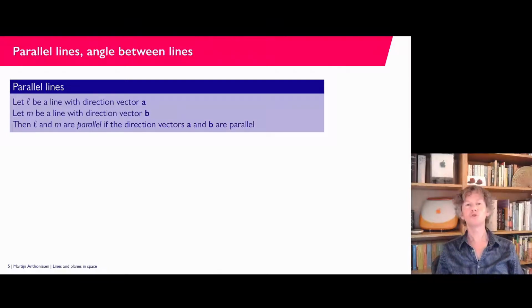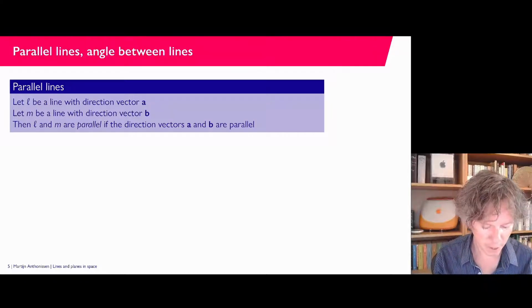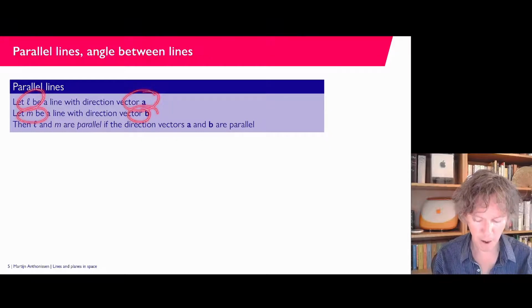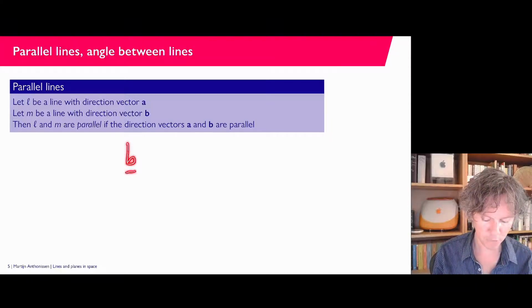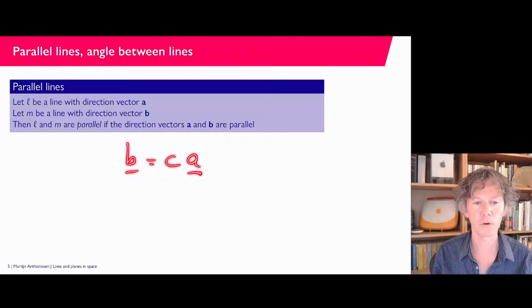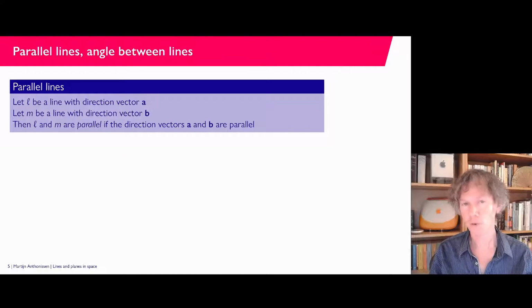So say that we have two lines in space, then basically their direction vectors give you a lot of information. Say that we have a line L that has a direction vector A, and a line M that has a direction vector B. Then we call them parallel if the direction vectors are parallel. We have seen previously when we were studying vectors what that means. It basically means that the B vector is some multiple C times A, where C is a positive or a negative number. So parallel direction vectors mean parallel lines.